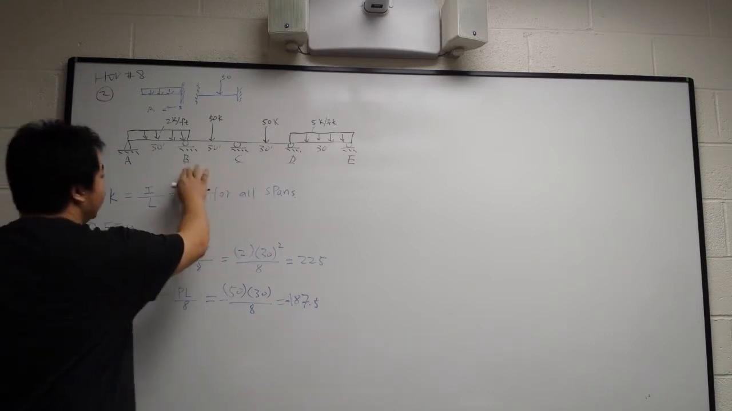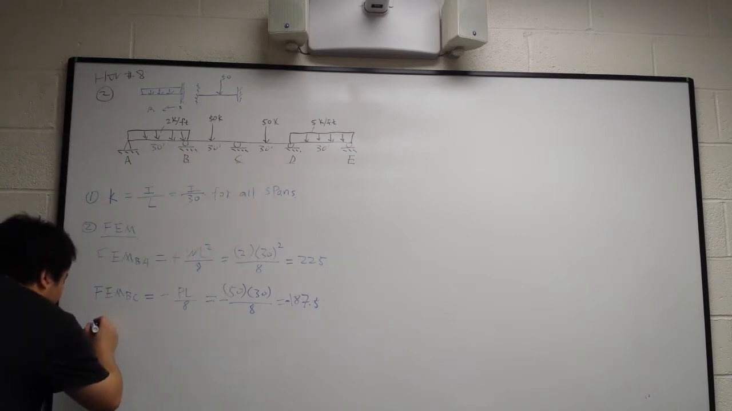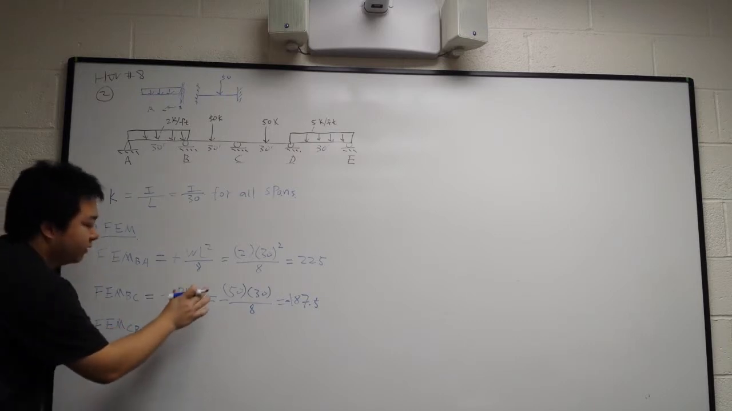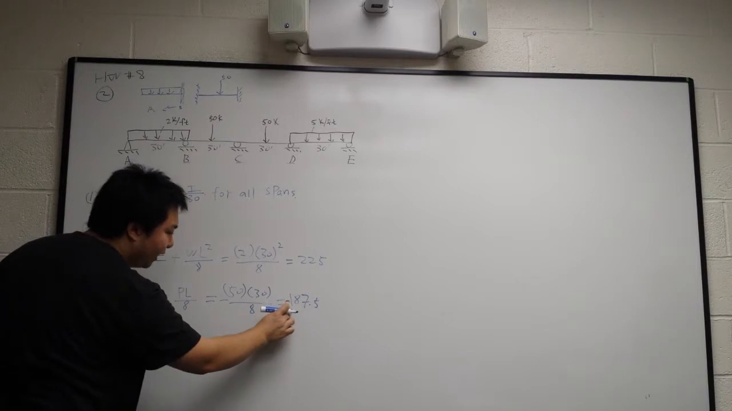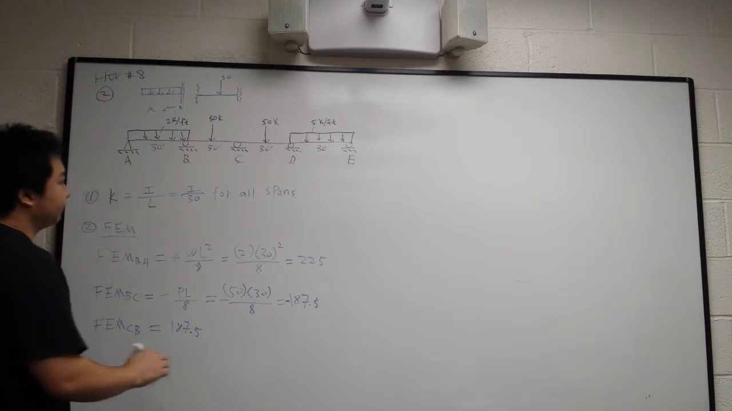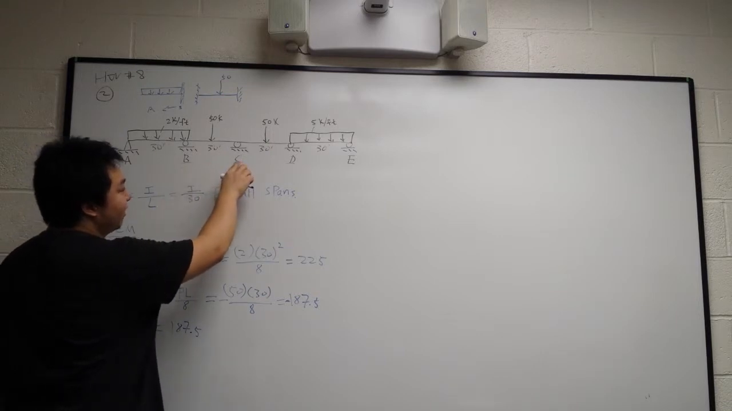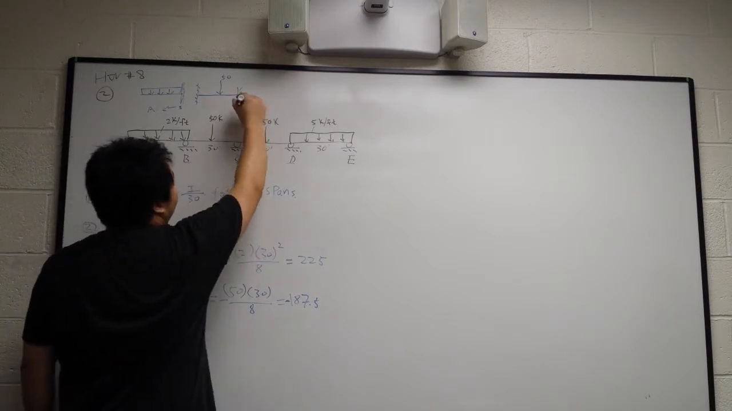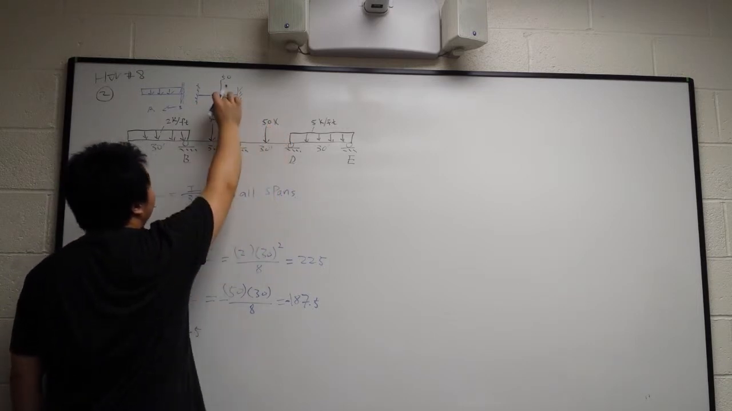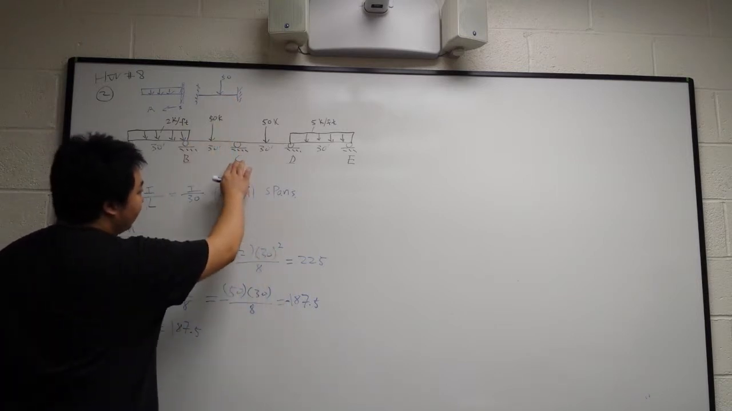And for CB, same equation, but this time it's from right to left, so it's positive. So you're going to have FEM CB, same equation, same number, but instead of negative, you just have positive 187.5. C to D, same thing, same as B to C, because you have fixed and fixed, and you have 50 acting at the center. Same equation, and it's negative because it's from left to right.